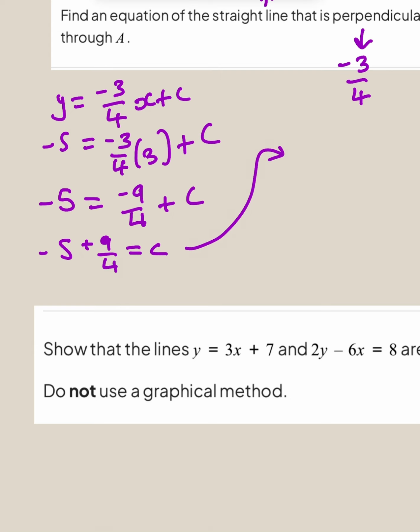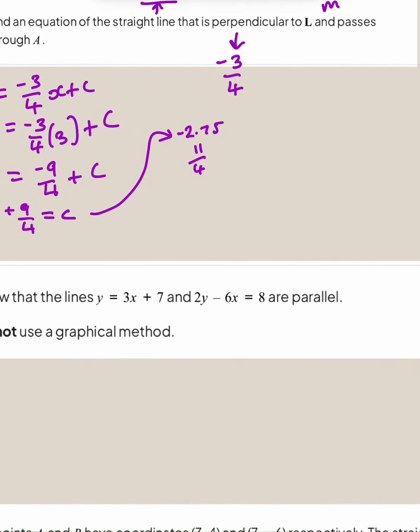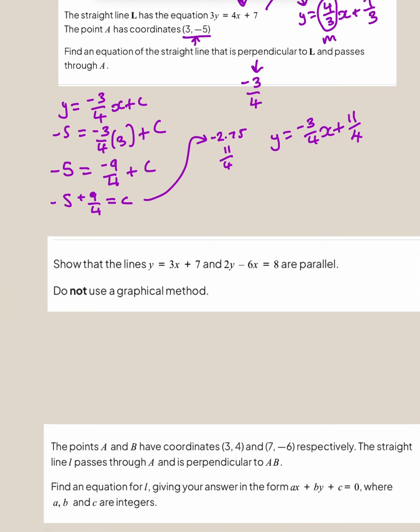So if we do -5 and we need to add 9 over 4, that is going to get me, as a decimal, -2.75, or we could leave it as -11 over 4. So don't forget to write your equation. So y equals -3 over 4 x minus 11 over 4. Not plus, sorry, that's a minus, my mistake. It's negative.